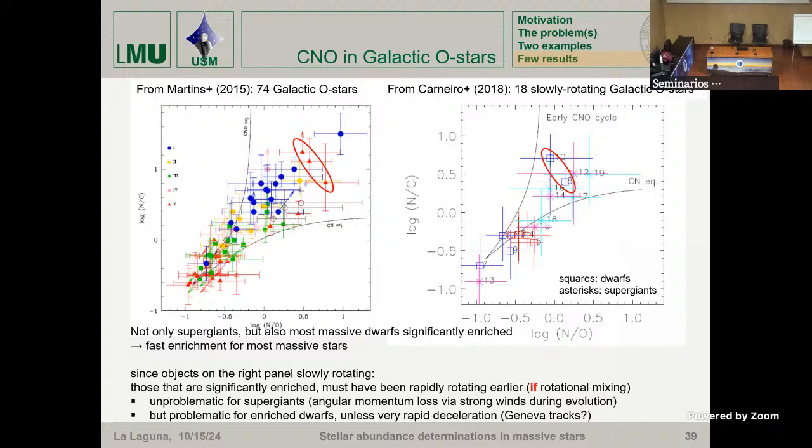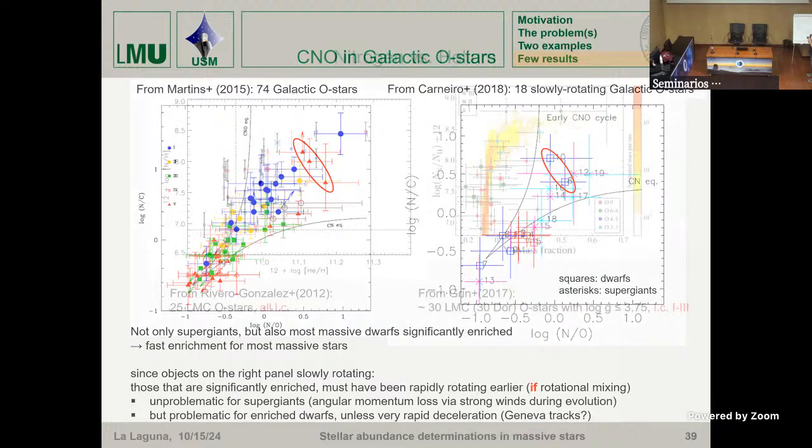Namely, this sample here consists of slowly rotating stars. So when they are significantly enriched, as for instance these two objects, they must have been rotating more rapidly earlier, at least if we believe in rotational mixing. This is, of course, unproblematic if these stars were supergiants, because supergiants have a strong wind and this leads to braking. However, for enriched dwarfs, this becomes very problematic unless there's a very rapid deceleration of these dwarfs. I will come back to this in the last slide.